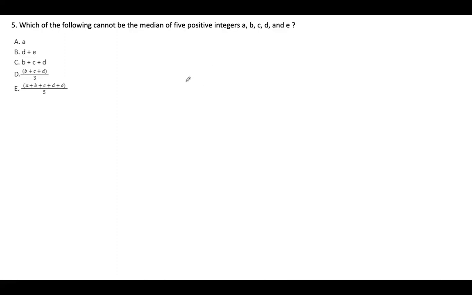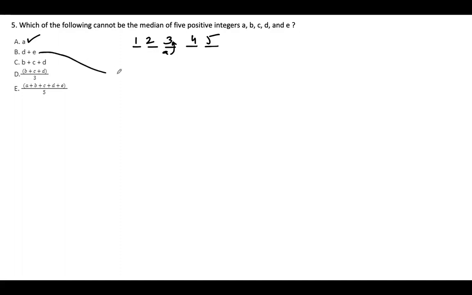Sure. Which of the following cannot be the median of 5 positive integers A, B, C, D, E? So I just assumed values. You want A to be the median, let's say 1, 2, 3, 4, 5. Is it possible? Let's say I'm taking one set 1, 2, 3, 4, 5, in which the value of A is 3. So can A be the median of these 5 positive integers? Yes. All right.